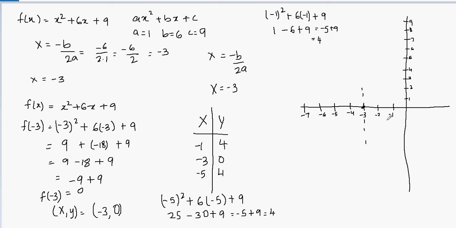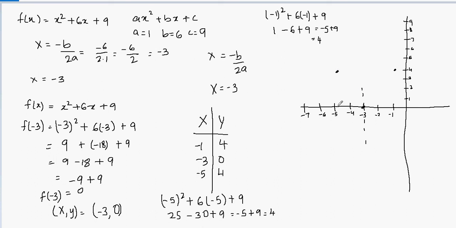Now, let's plot these points. The first point is -3, 0, which is the vertex. The second point is -1, comma 4. This is my second point here. Then when x is -5, y is 4 again. This is reasonable because this is the axis of symmetry, and these 2 points have to be at the same distance from the axis of symmetry. So we have got 2 points.